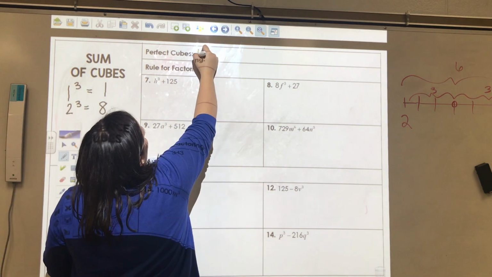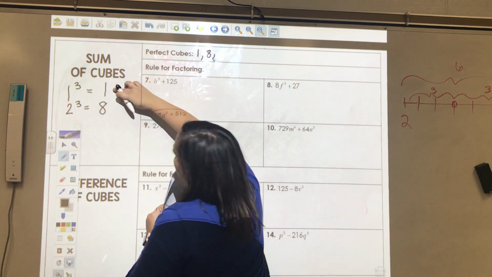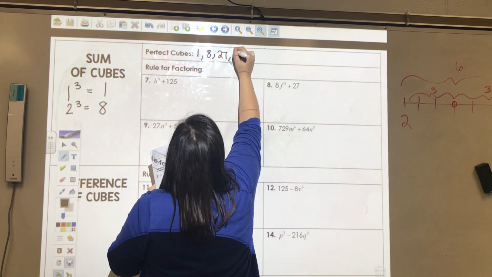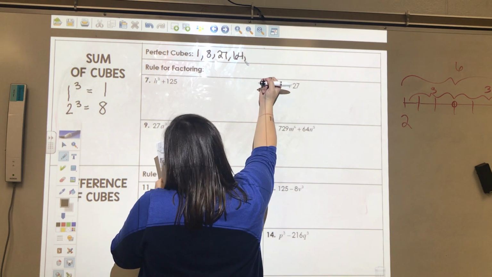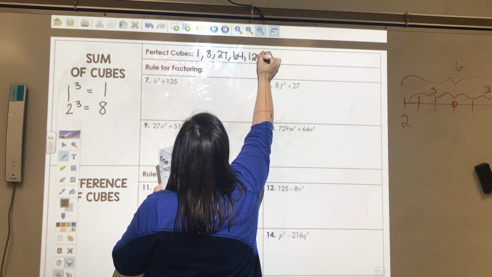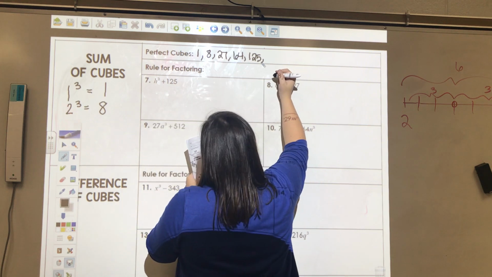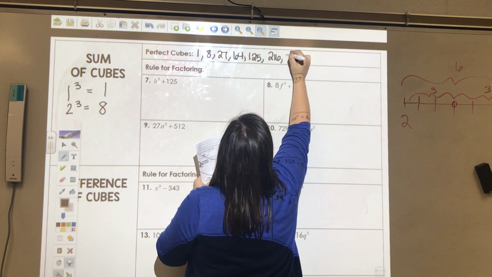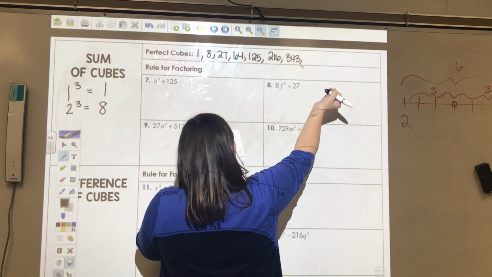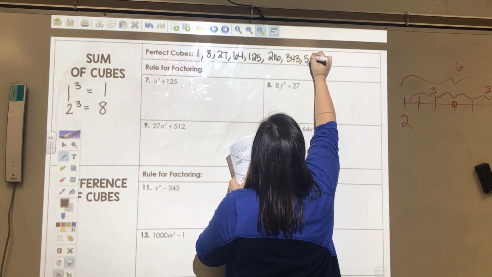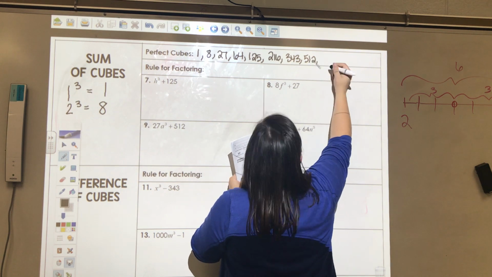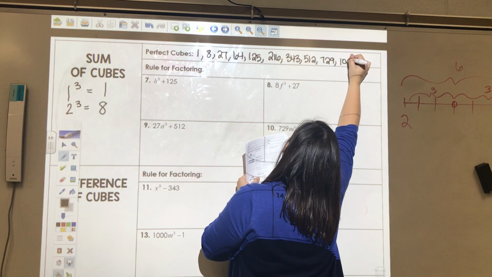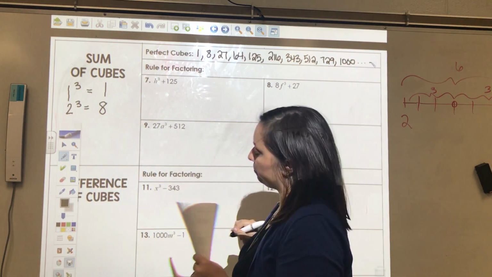So we got 1 cubed is 1. 2 cubed is 8. We did that right here. 3 cubed is 27. 4 cubed is 64. 5 cubed is 125. 6 cubed is 216. 7 cubed is 343. 8 cubed is 512. 9 cubed is 729. And 10 cubed is 1,000. It can go on forever.